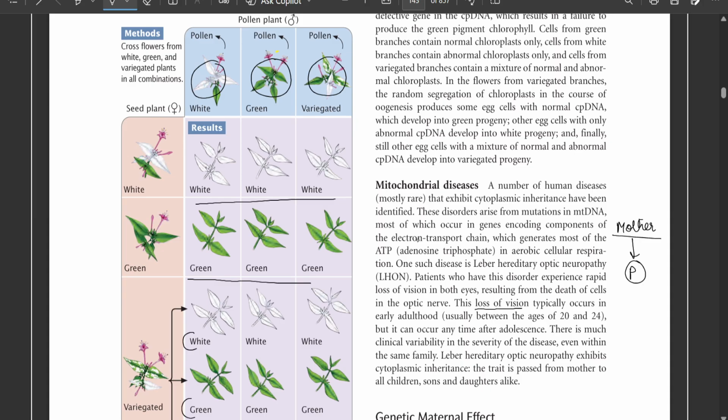The loss of vision typically occurs in early adulthood, but it can occur anytime after adolescence. There is much clinical variability in the severity of the disease, as I talked about, that the phenotypic variation is very high. And this LHON disease exhibits cytoplasmic inheritance, that is, the trait is passed from the mother to all the children, including the sons and including the daughters.